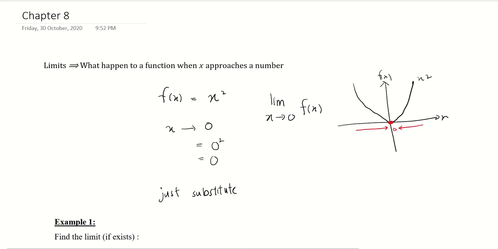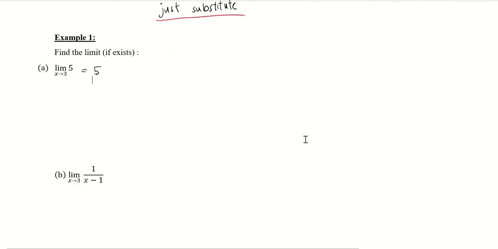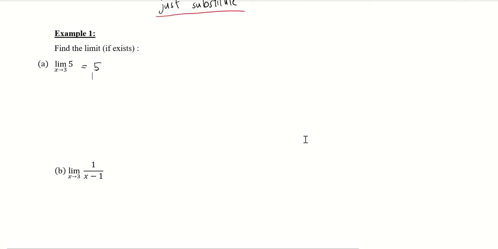Let's look at the first example. We want to find the limit as x approaches 3 of the function 5. For a limit we just substitute the value that x approaches, but in this function there is no x, so we don't need to substitute. The limit is just 5. We can say the limit of any constant is that constant itself.